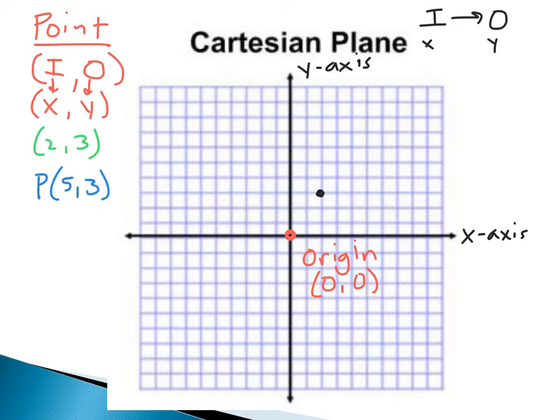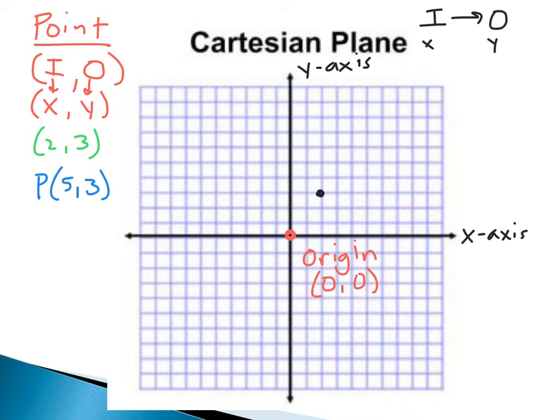On this axis, you're always going to start from the origin. The origin is always what you use as a reference point. So from my origin, I'm going to move 5 units to the right: 1, 2, 3, 4, 5, and then 3 units up, so right there.